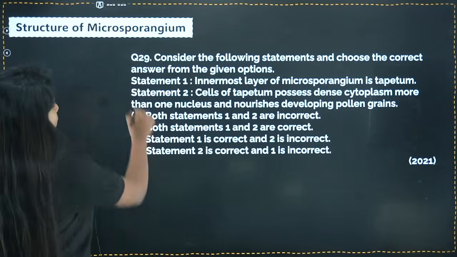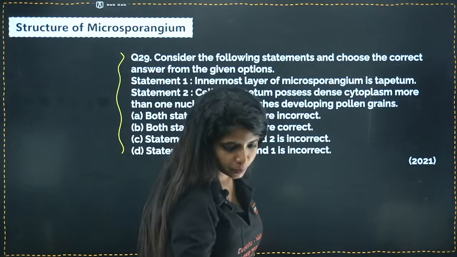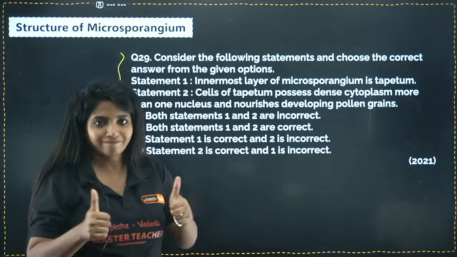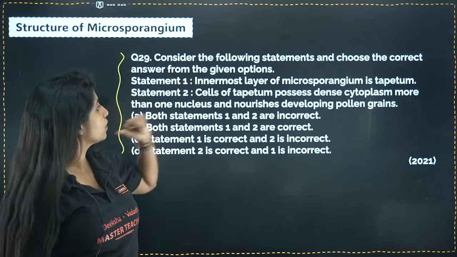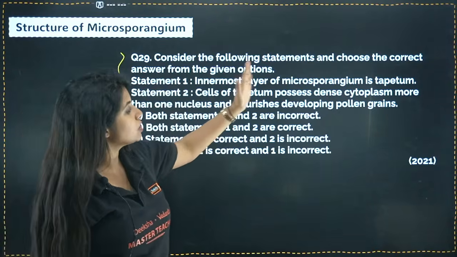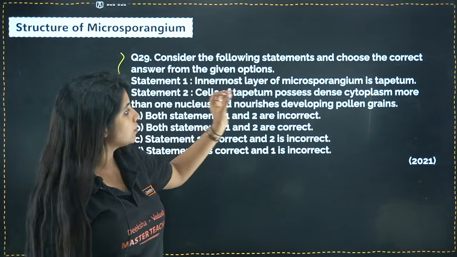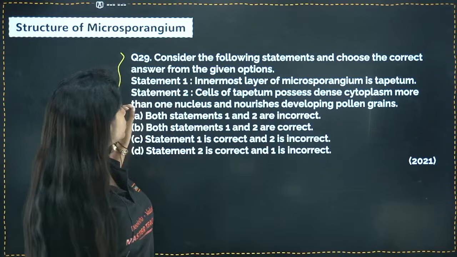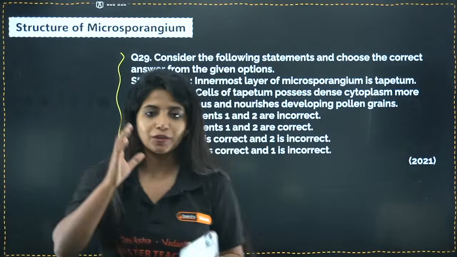29th question, this is going to be the second last question of this particular class. So be active. Consider the following statements and choose the correct answer from the given options. Statement number 1: innermost layer of microsporangium is tapetum. Statement number 2: cells of tapetum possess dense cytoplasm, more than one nucleus, and nourish the developing pollen grains. What do you think is the answer for this question?